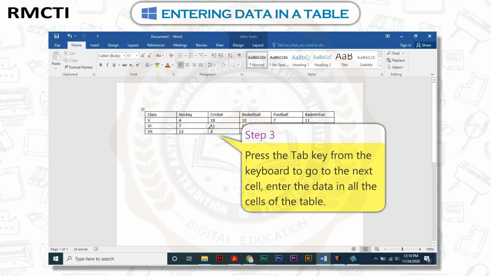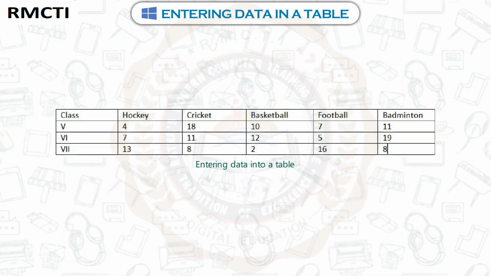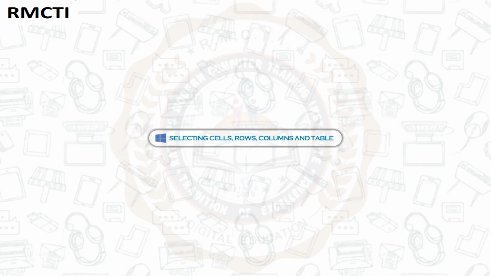Enter the data in all the cells of the table. Class, hockey, cricket, basketball, football, badminton. 5, 4, 18, 10, 7, 11, 6, 7, 11, 12, 5, 19, 7, 13, 8, 2, 16, 8. Entering data into a table.